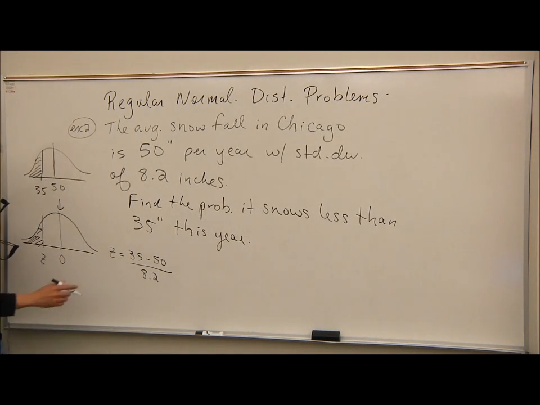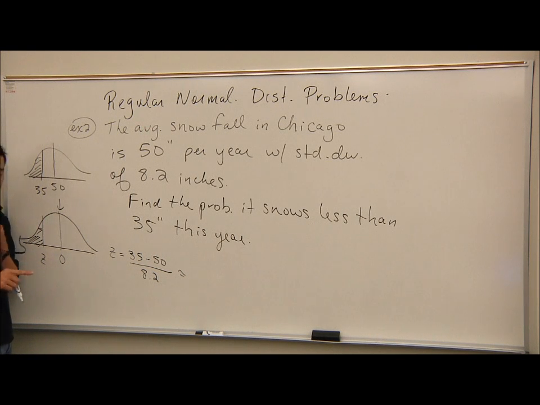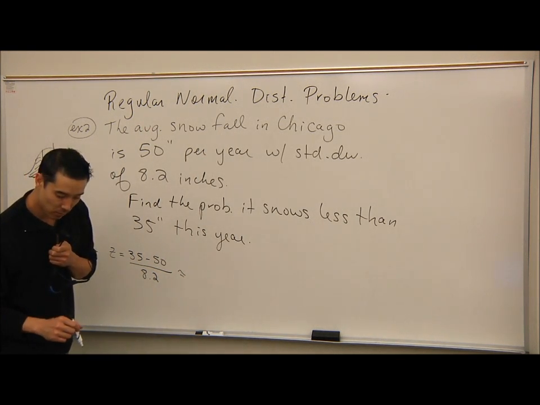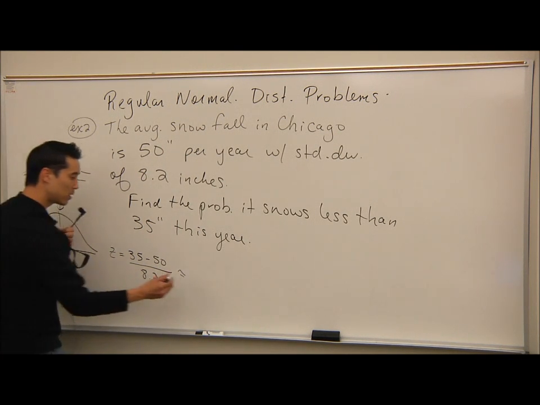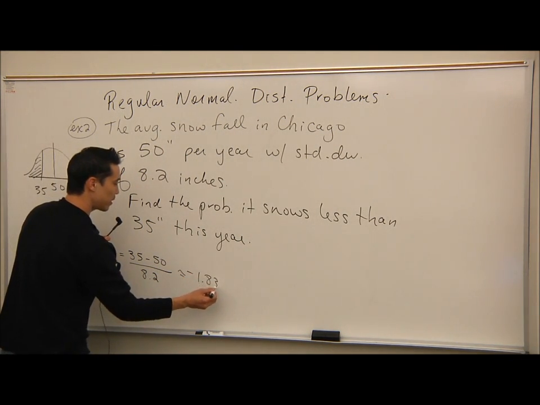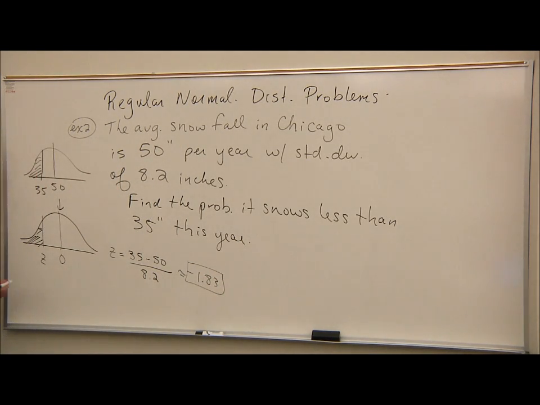Okay, so on these z-values, because our chart only goes through 2 decimal places, let's round it to 2. So I'm getting roughly negative 1.83. So negative 1.83 will be my z-value. Now the whole problem becomes, from last class, find the area to the left of z equals negative 1.83.